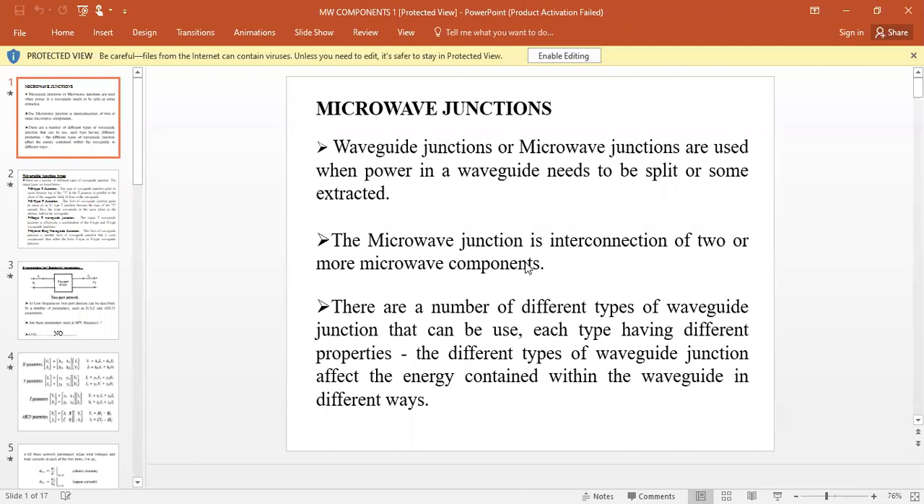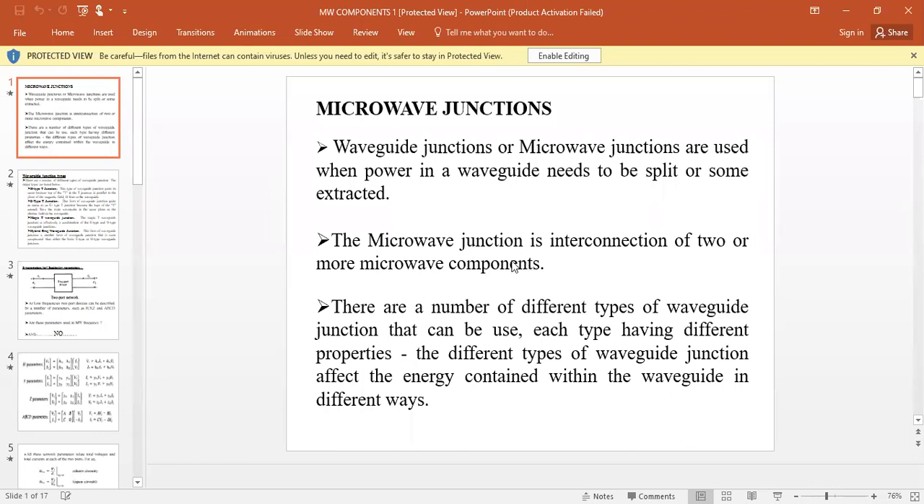So a waveguide junction is an interconnection of two or more waveguide components. In a junction, generally we consider two or three roads combined. Similarly, here you are combining, or interconnecting, two or three microwave components. That is the junction of that particular waveguide. There are a number of different types of waveguide junction that can be used. Each type has different properties, and different types of waveguide junctions affect the energy contained within the waveguide in different ways.